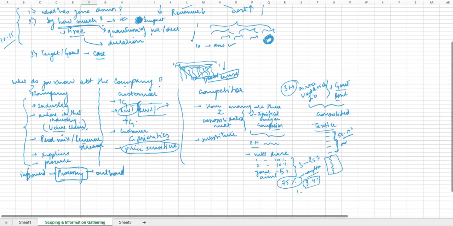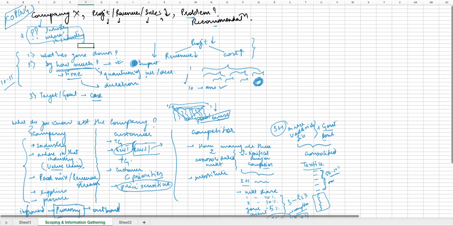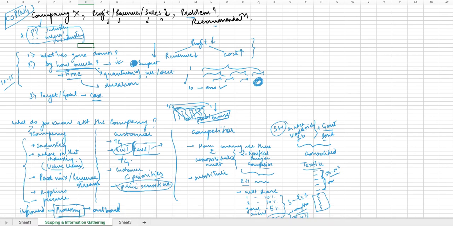Now in the next video, I'll start with drawing a profitability framework. I'll extend this, and then we'll see what the major blocks are and how to drill down those blocks.